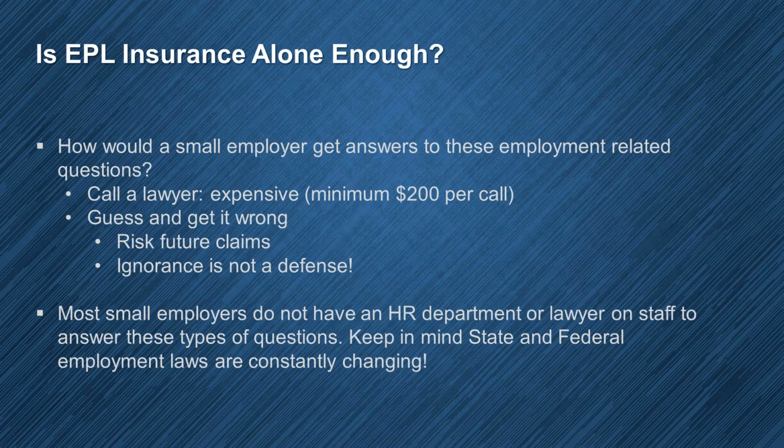And keep in mind that state and federal employment laws are constantly changing. It really is difficult for these businesses to keep up with, and it makes it easy for them to make a mistake. So they have two options at this point. They can call a lawyer, which doesn't usually happen since the cost can be anywhere between $200 to $400 an hour. So unfortunately, that doesn't happen. And then they guess, and unfortunately, they get it wrong. And that's what will lead to these EPL type claims.